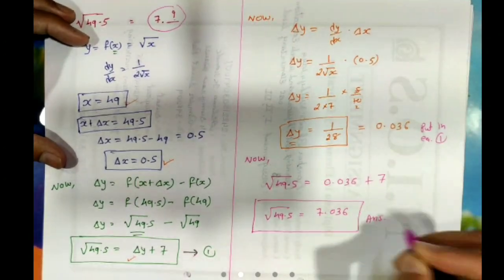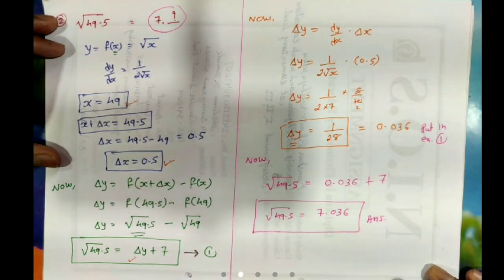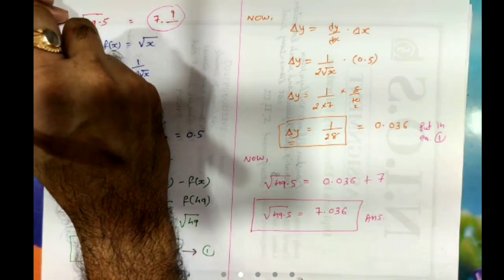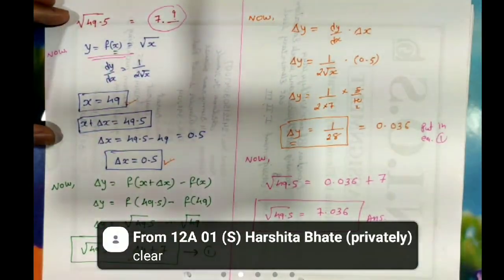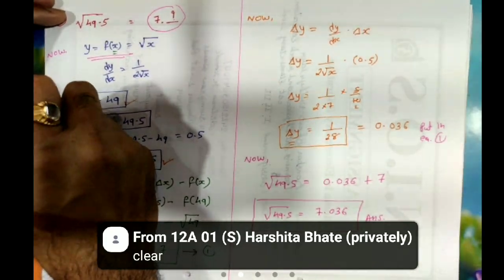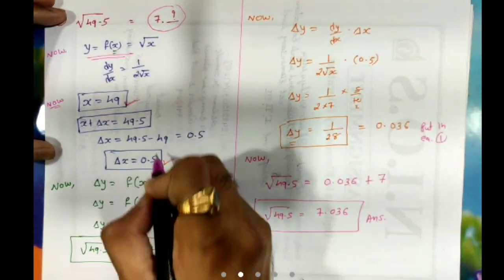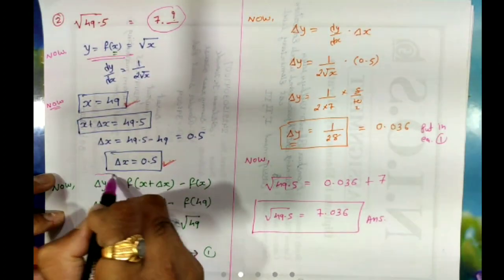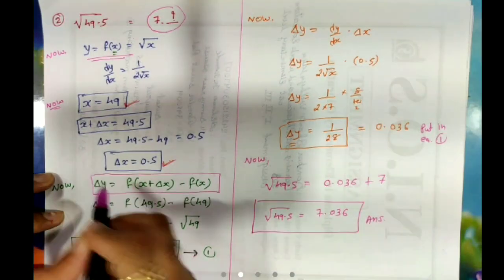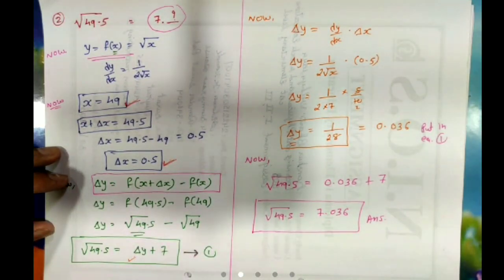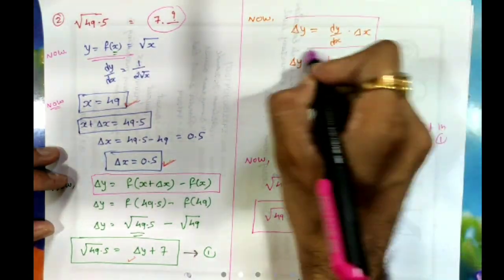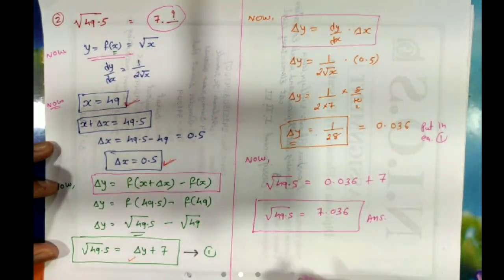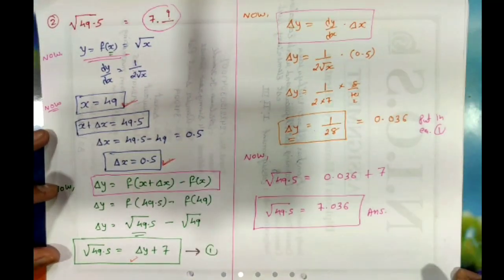Clear? So this is how you can find the approximate value of any function. Again I repeat, total 5 steps that you have to follow. First step, you have to identify the function. Then next step, you have to find the value of perfect x and delta x. Then step number 3, you have to find the delta y by using this formula. Then put the value of delta y in equation number 1. So finally you get the answer of the given question.